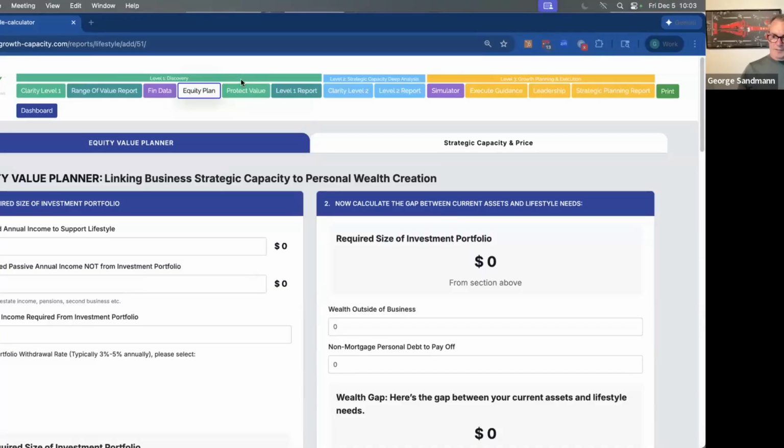Here we are, Tim, and thanks, man. This is going to be a fun conversation, and we'll walk through completing the equity value planner, reading the analysis, explaining the analysis. And then I'll finish, if it's okay with you, by pointing out how this powers the simulator module, which is over here.